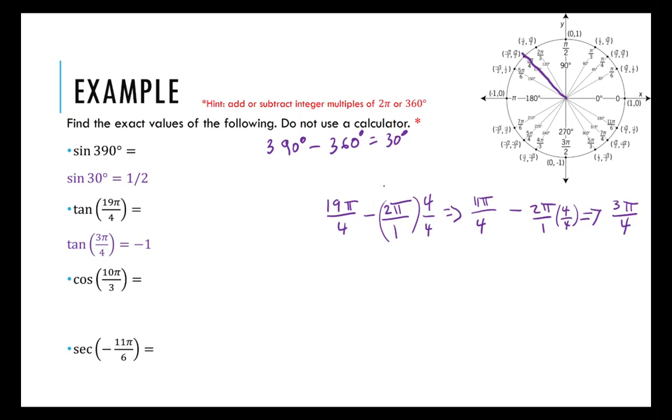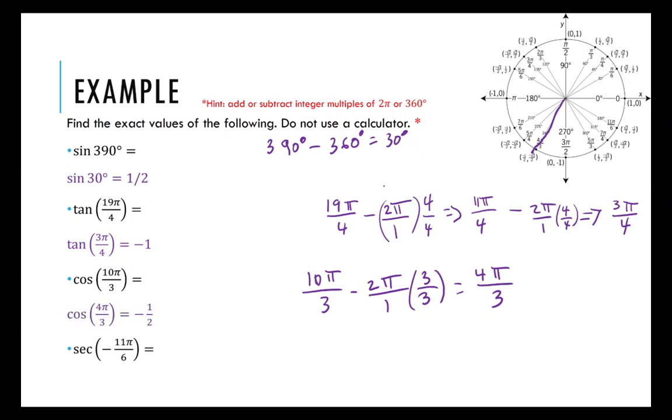Then cosine of 10 pi thirds, we can play the same game. I don't see 10 pi thirds on my unit circle. So 10 pi thirds minus 2 pi over 1 multiplied by 1 in disguise, which is going to be 3 for my common denominator of 3. That's then going to be 10 minus 6, which is 4 pi thirds. And look, I've got 4 pi thirds right here. And so I claim that cosine of 4 pi thirds is the same thing as cosine of 10 pi thirds, and that is negative 1/2.